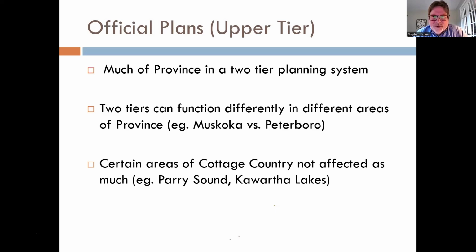So Seguin Township, for example, I would consider a single tier. Same with the City of Kawartha Lakes. It's not impacted by the County of Peterborough official plan, for example.